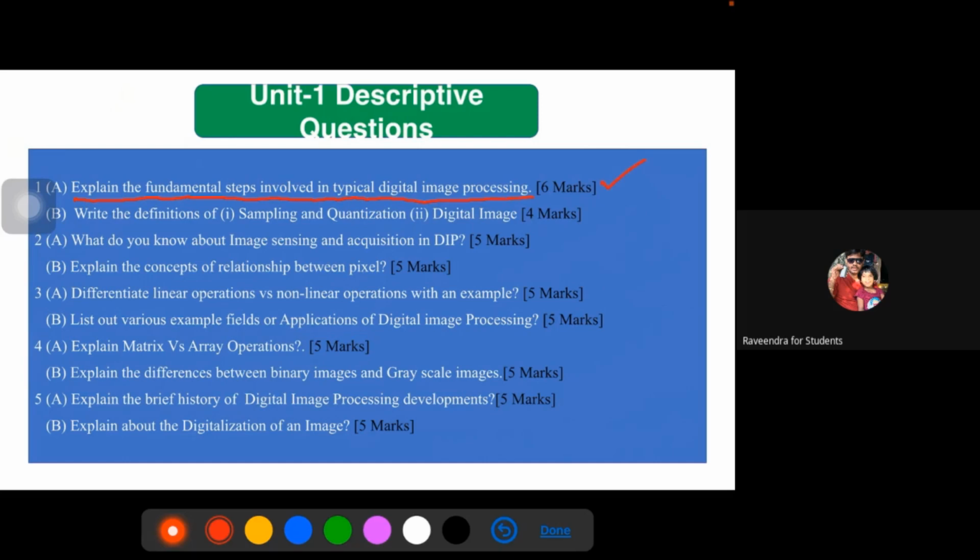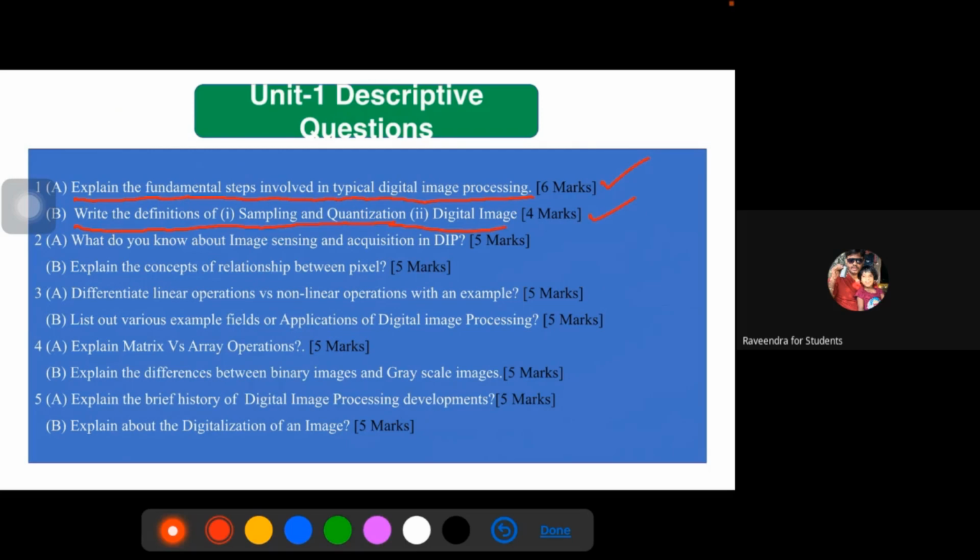Right. Second one, write the definitions of sampling and quantization under digital image. So this is for 4 marks. Already the relevant material of both unit 1 and unit 2, of course, along with all the units, was already uploaded in our Google Classroom, and it was there in your WhatsApp groups also. You know where is the answer for this, and you can write.